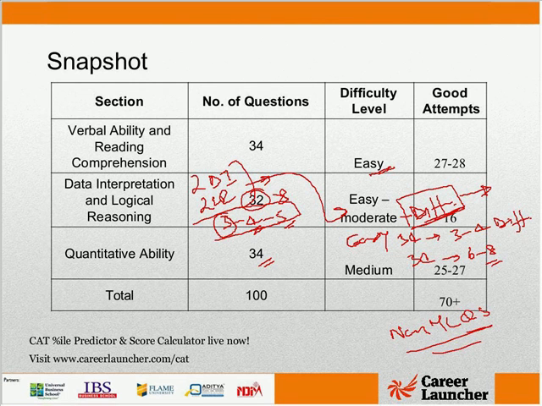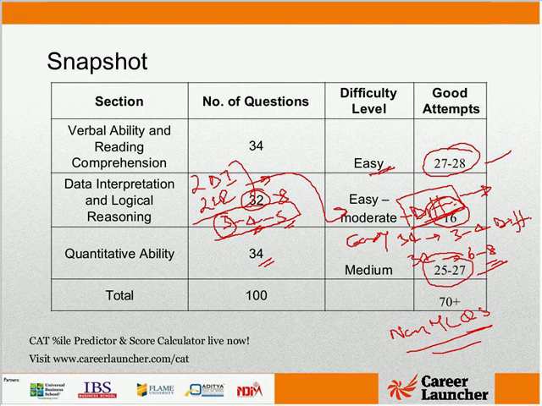Okay. So broadly, when I'm looking at this paper, 27 to 28 attempts in verbal ability, Quant 25 to 27, so about 55 attempts between these two sections, and about 16 attempts in DILR. That adds up to about 70 odd attempts. So anyone who's done around 70 attempts with reasonably good accuracy, I would say, has done a good job of this paper. Could you have done more?